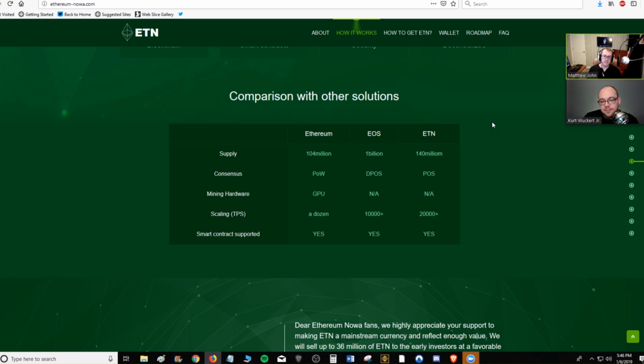Isn't ETN Electroneum? It is, or maybe was. I haven't looked at Electroneum on the chart in a long time. It's funny, so they're taking their ticker, but yeah, I thought this was pretty interesting, this comparison. The supply increasing, and then you get down to scaling, and the transactions per second, a dozen.